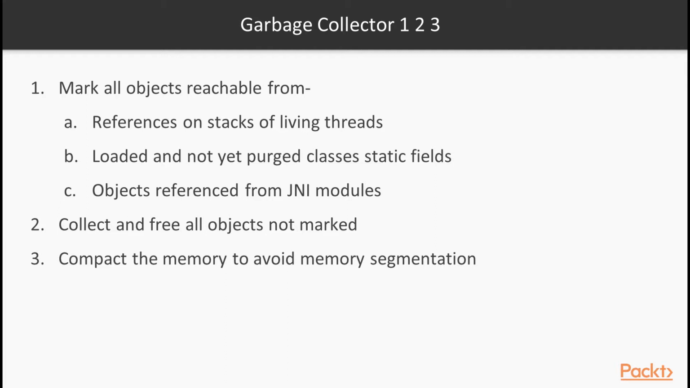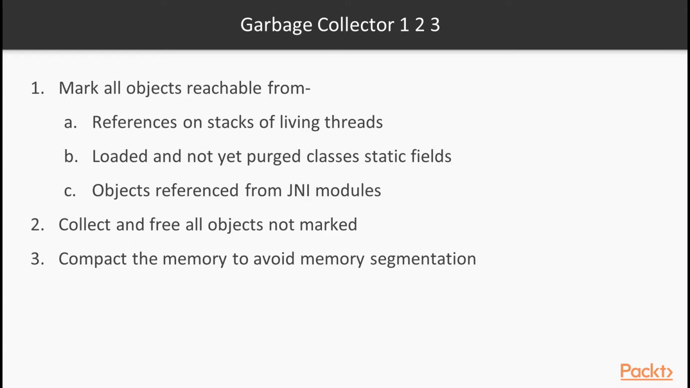Then also mark all the objects that are reachable from class static fields, which are loaded and not yet purged, so that classes are still alive. And also objects which are referenced from Java native interface modules, if we have any native interface which is written in C language and can work together with the JVM. And this marking is transitive. So if I marked an object and this object uses another object, then that object is also still in use. And if that references another, then we go on and on until we mark all the objects that are reachable this way. After we are done with this marking, then we can say that any object that is not marked is free. It should be collected. So we collect them as free memory.